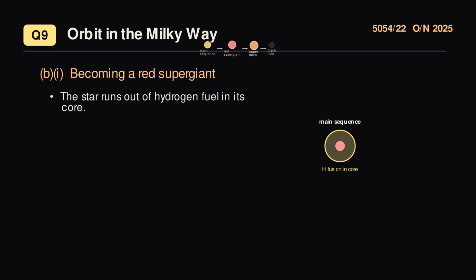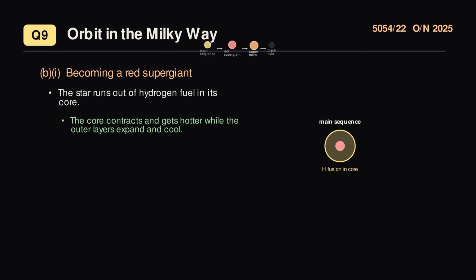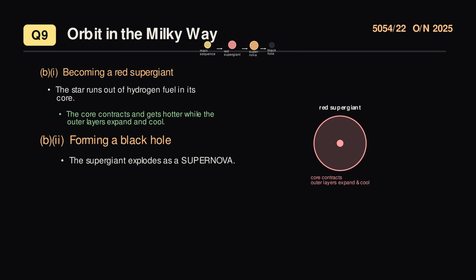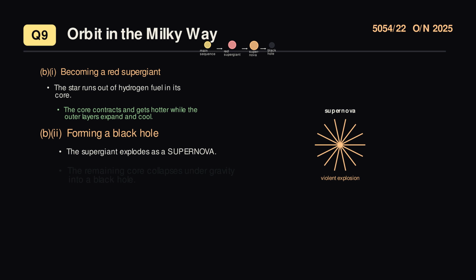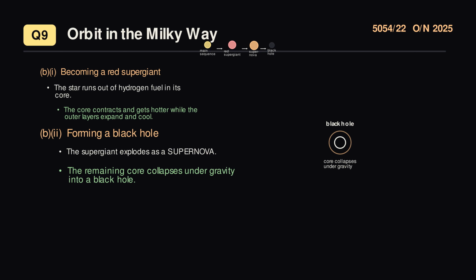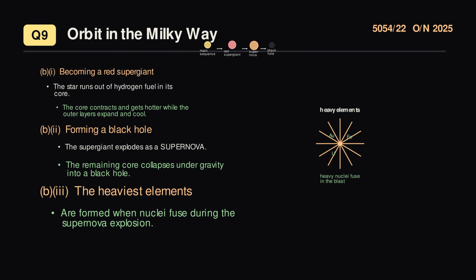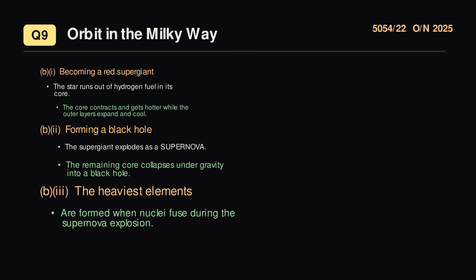Part B. Part 1. A massive star becomes a red supergiant when hydrogen fuel in the core runs out, the core contracts while the outer layers expand and cool. Part B. Part 2. The supergiant explodes as a supernova, and the remaining core collapses under gravity into a black hole. Part B. Part 3. The heaviest elements are formed when nuclei fuse during the supernova explosion.